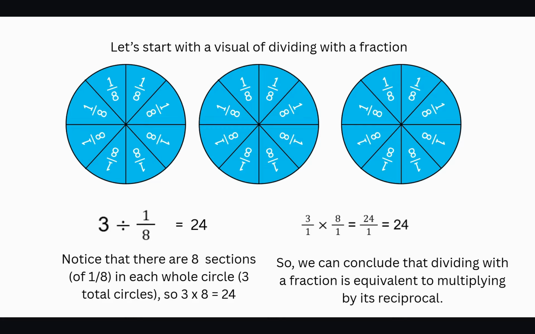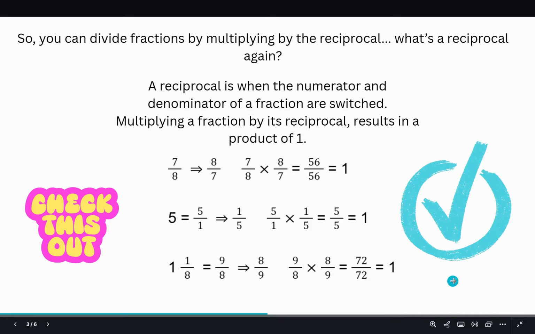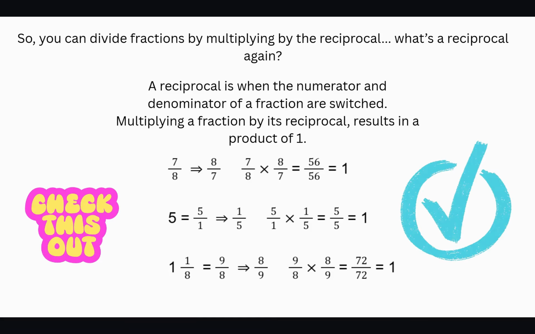So the conclusion that we can see here is that when we're dividing with a fraction, it's going to be equivalent to multiplying by its reciprocal. The reciprocal is when we take that fraction and we flip it. And so for any division problem that you have, if you multiply by the reciprocal, you're going to get the same result. So we can take that and apply that to our rule. So you can divide fractions by simply multiplying by the reciprocal.